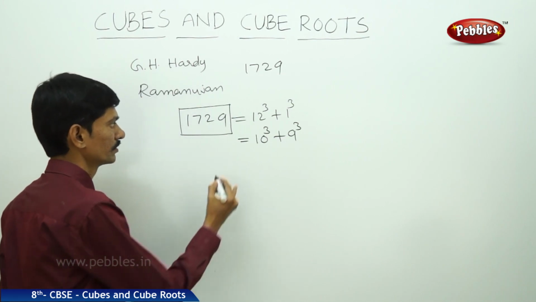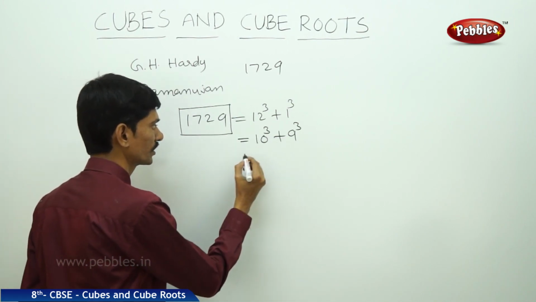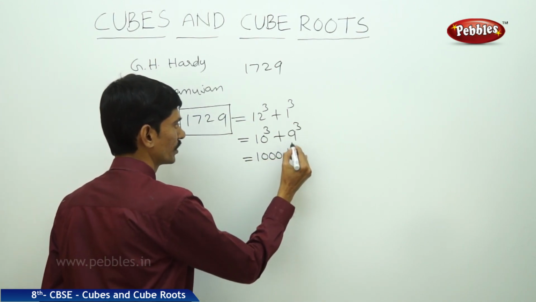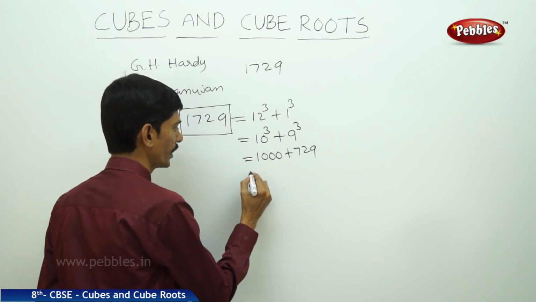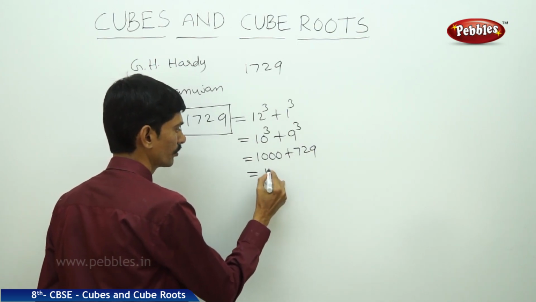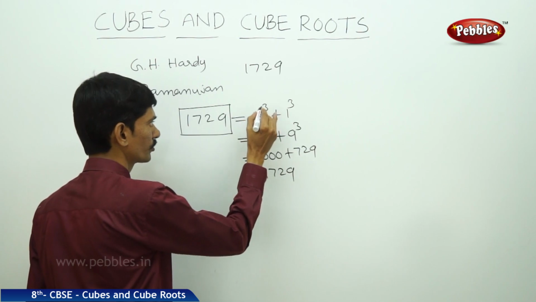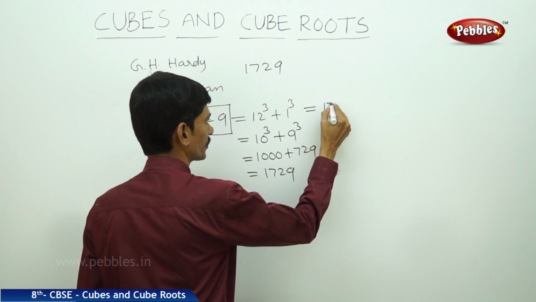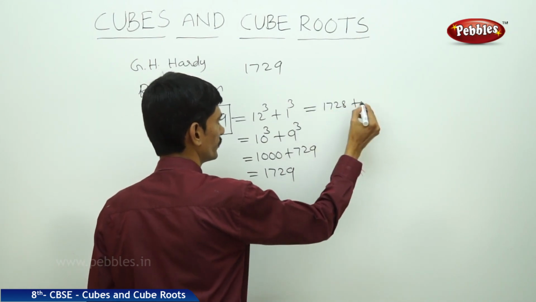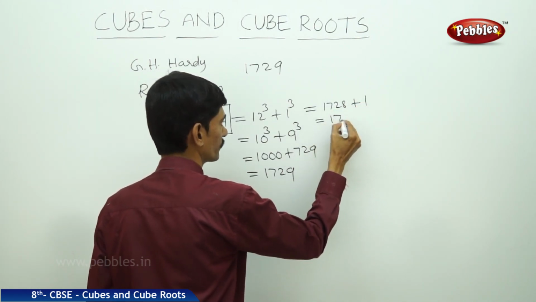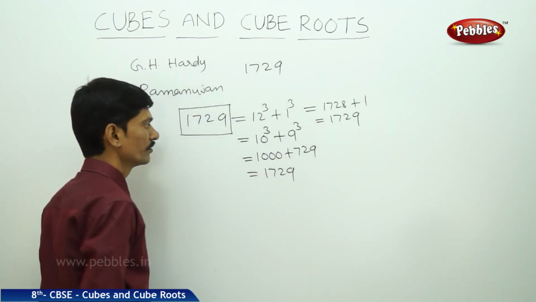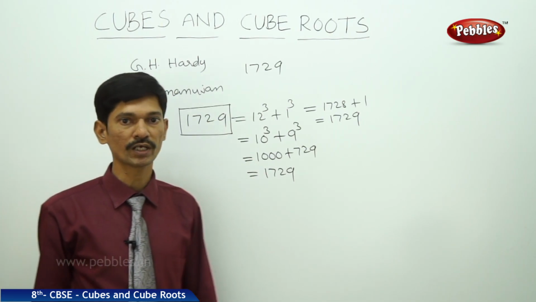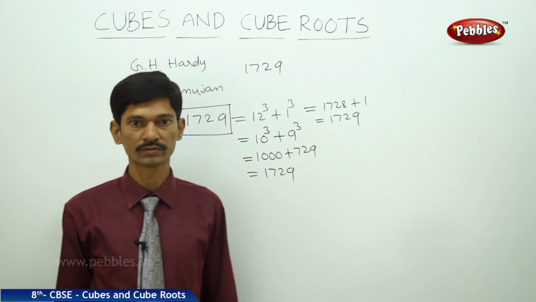Now let us see whether the number is correct or not. We will take the second one. This equals 10 cube, which is 1000, plus 9 cube, which is 729. By adding these two we get 1729. Whereas 12 cube plus 1 cube, we can write 1728 plus 1 cube, which is 1. So this also is 1729. Since then the taxi number 1729 is known as the Hardy-Ramanujan number.